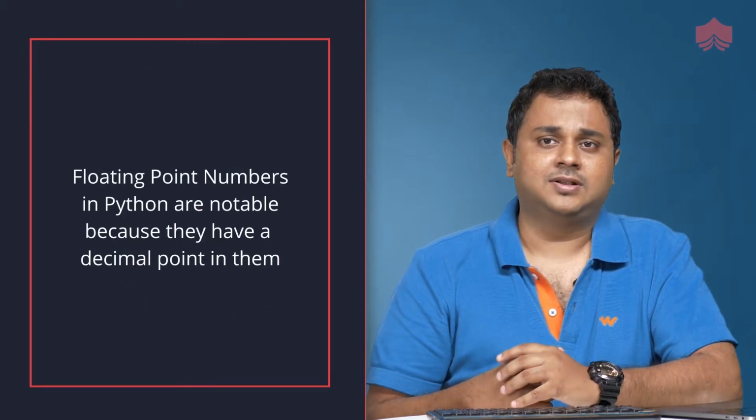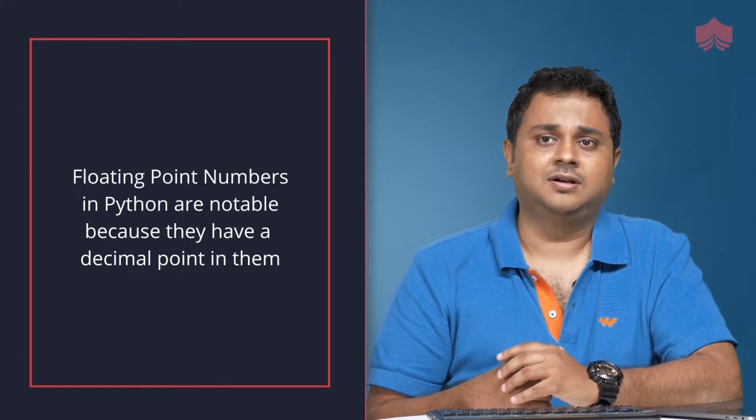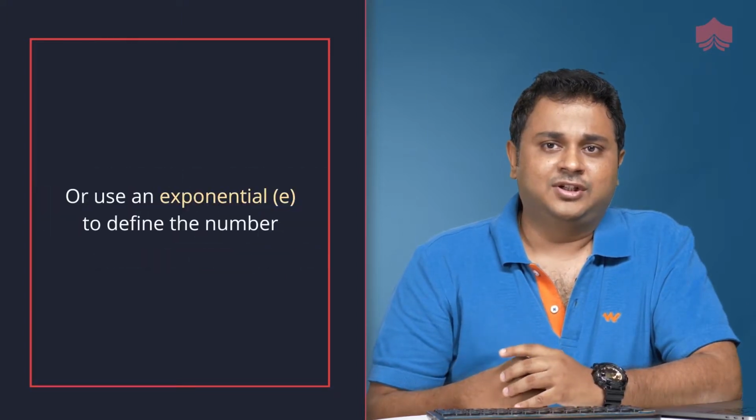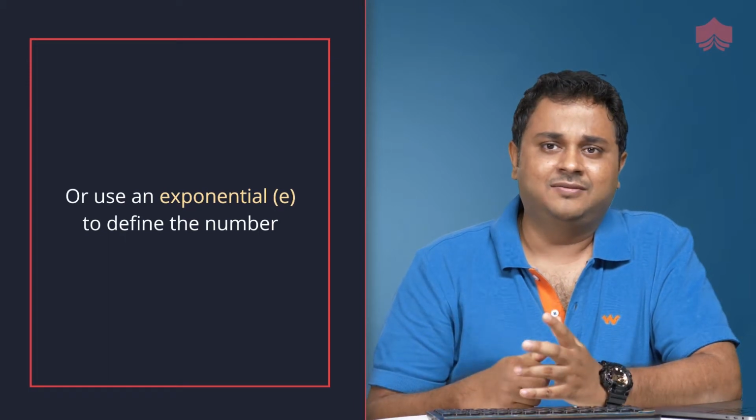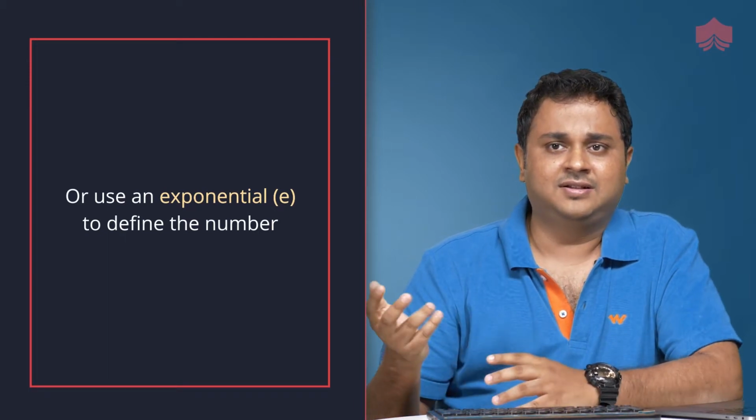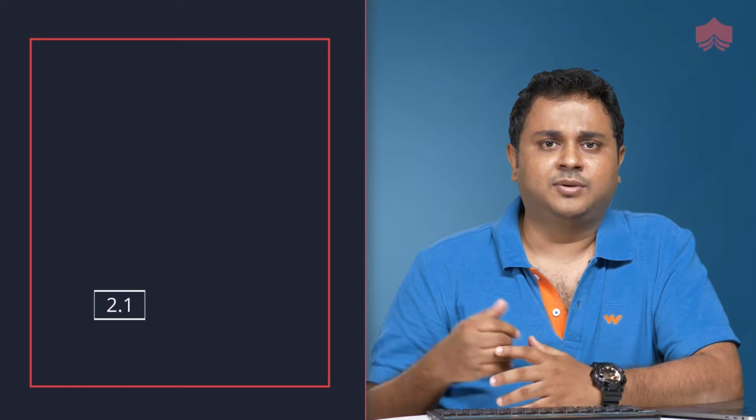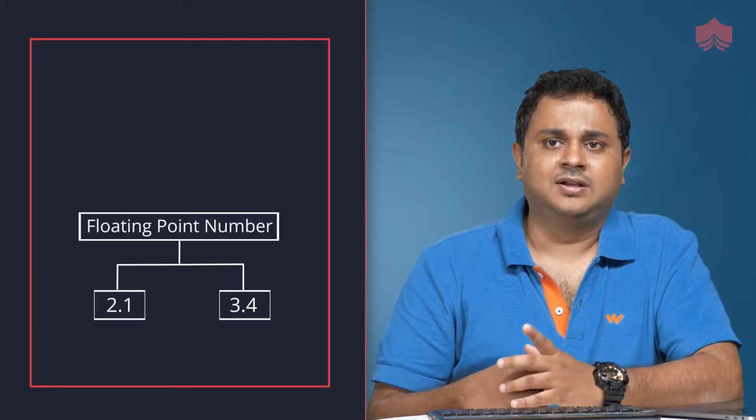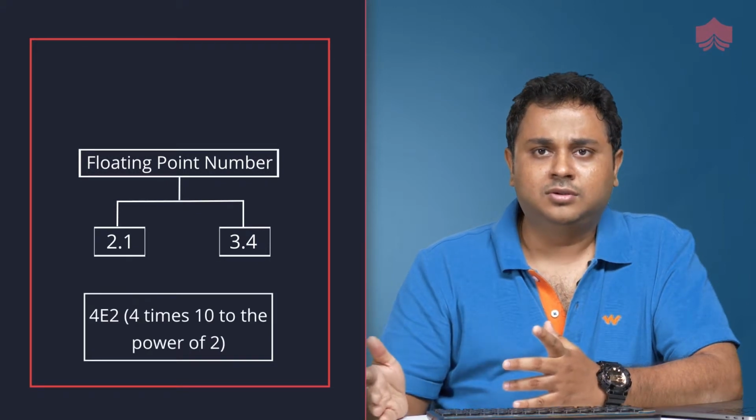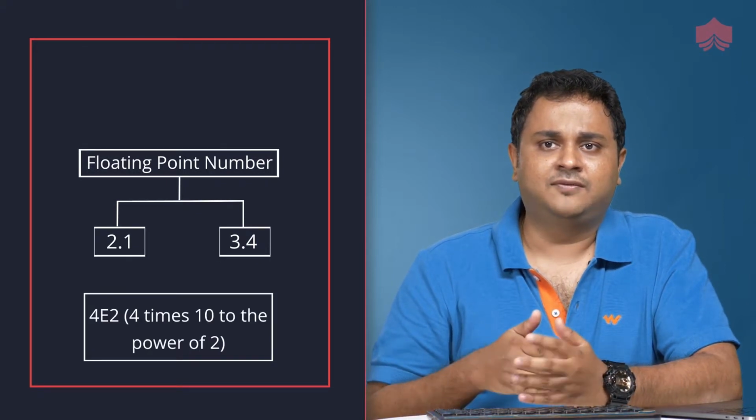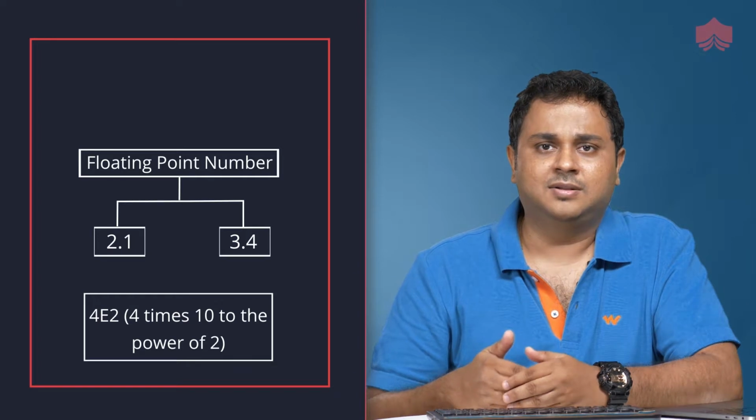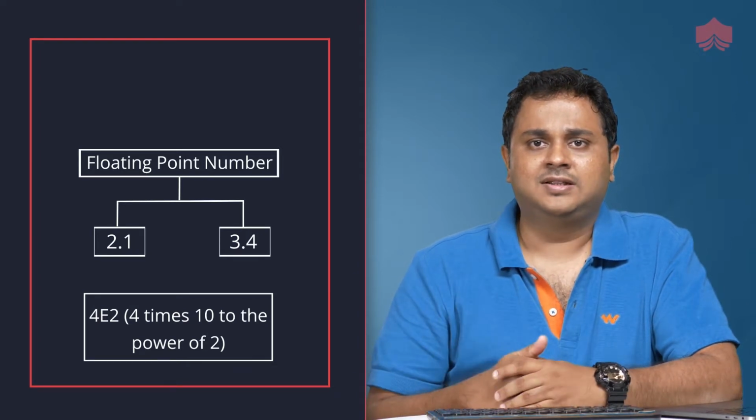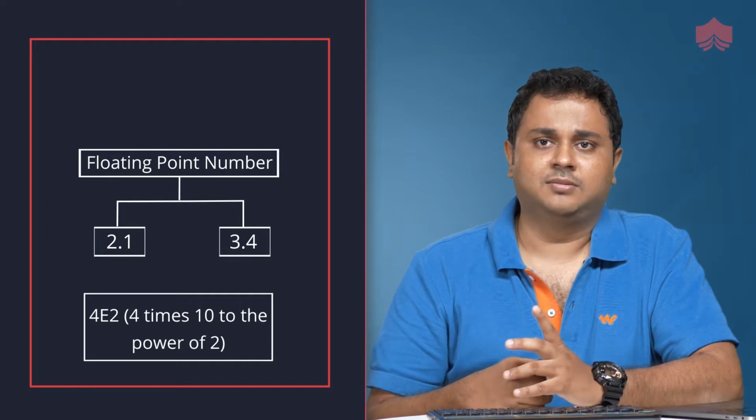Floating point numbers in Python are notable because they have a decimal point in them, or use an exponential, which we call e. We'll see how that is used to define the number. For example, 2.1, 3.4, anything with a decimal are floating point numbers. So also 4e2, which is the exponential of 4 times 10 to the power of 2, written 4e2, is also an example of a floating point number in Python.